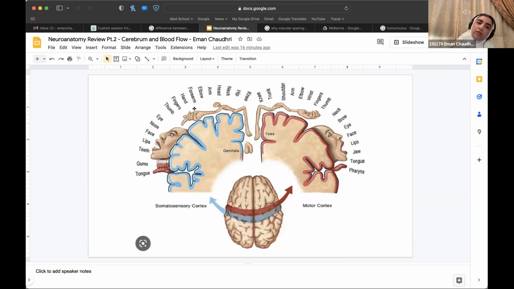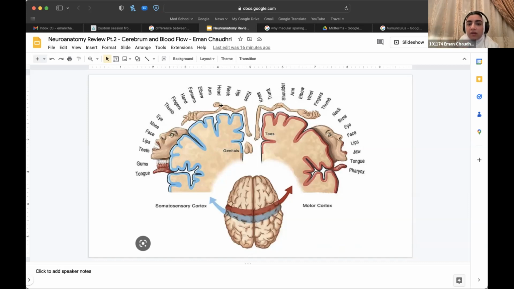When you move more laterally, in the center, you're going to see the hand. And then when you move even more laterally, you're going to see the face. And then the most lateral aspect is your gums, your tongue, your teeth, your lips. So basically everything oral in your mouth, okay? And it's the same for both motor and sensory.